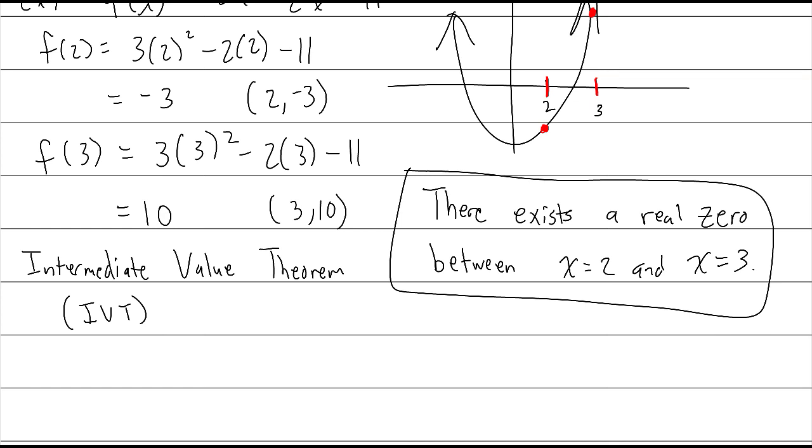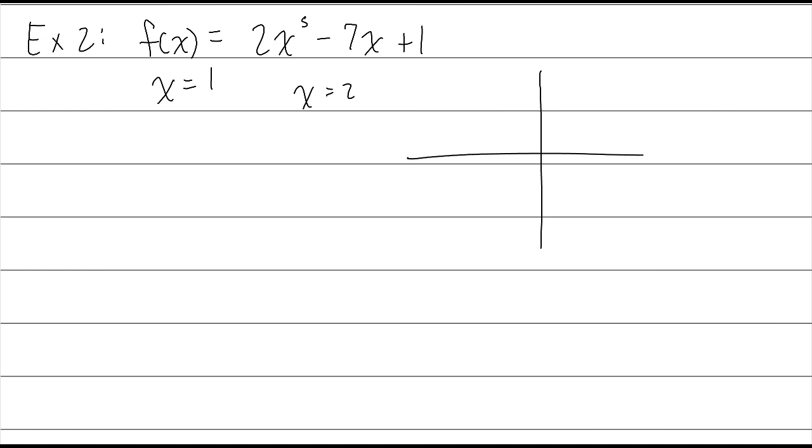Well, let's do another one. So example 2, we have the function f of x equals 2x to the 5th minus 7x plus 1. I just want to know, is there a real zero or an x-intercept between x equals 1 and x equals 2? Again, I don't know what the graph looks like, especially this x to the 5th power. So I want to know between 1 and 2, does it cross the x-axis?